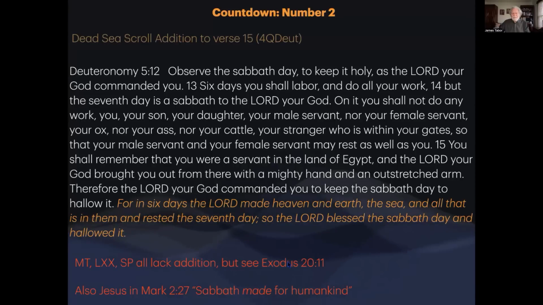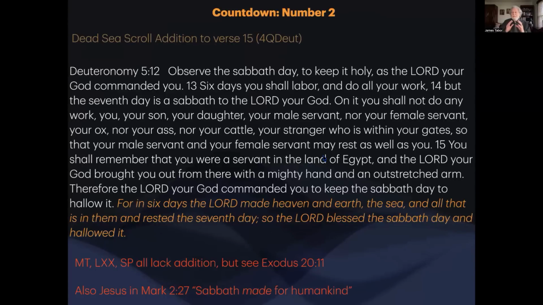Now, the book of Exodus does have this idea, but it's in Exodus, not Deuteronomy. You see the difference. And all the other versions lack it. But here we have a Dead Sea Scroll that contains it. Now, the reason I made this number two is because the Sabbath day is one of the 10 Commandments. And many people think of it as a Jewish thing, but here's a version of Deuteronomy that makes it clear: yes, it's Jewish, but it also goes back to the creation, and Jesus seems to know a version like that.